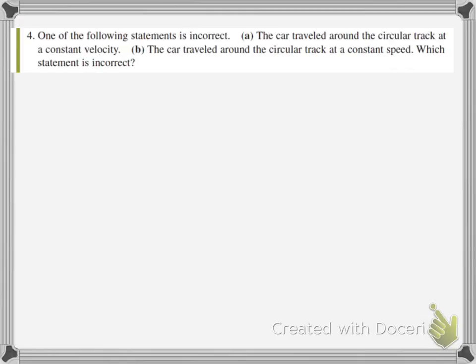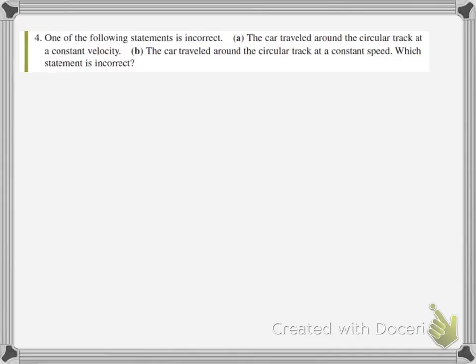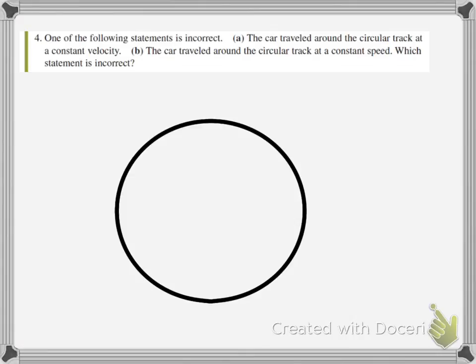Okay, this problem says one of the following statements is incorrect. A, the car traveled around a circular track at a constant velocity, or B, the car traveled around the circular track at a constant speed. Which statement is incorrect? Okay, so the important thing in this question is that velocity is a vector and speed is a scalar. So when we draw a circular track, when something's moving in a circle, it's constantly changing direction. Therefore, if we were to draw our velocities, we would say at different points they would have different directions. Therefore, statement A would be incorrect because our velocity changes directions, therefore it's not constant.